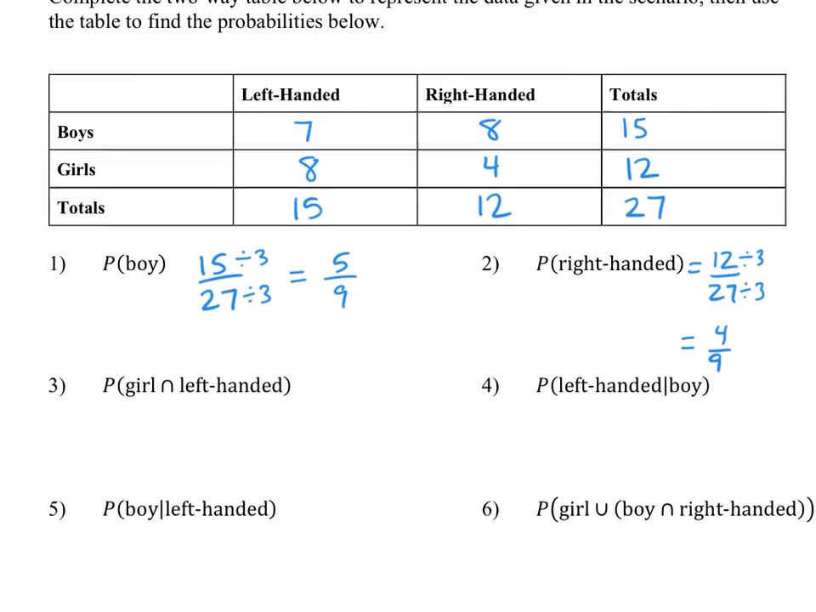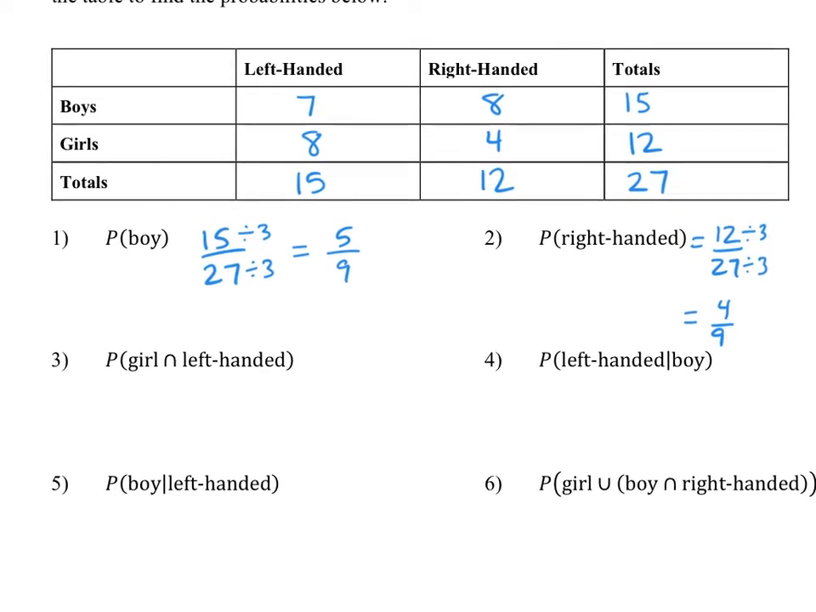Let's go down. Number 3, what's the probability of being a girl and left-handed? That symbol right here, the upside down U, means and. So the probability that you are a girl and left-handed, we're going to have to look at the intersection of girls and left-handed people, and that would be 8. So 8 would be our numerator, and that is out of the total number of students, which is 27, so 8/27.